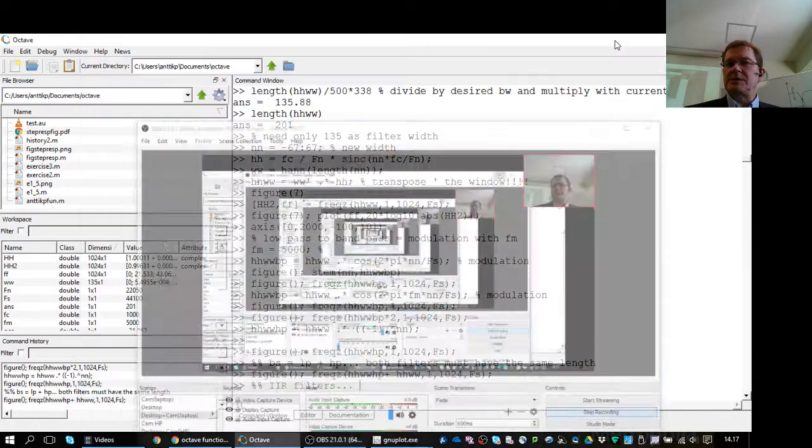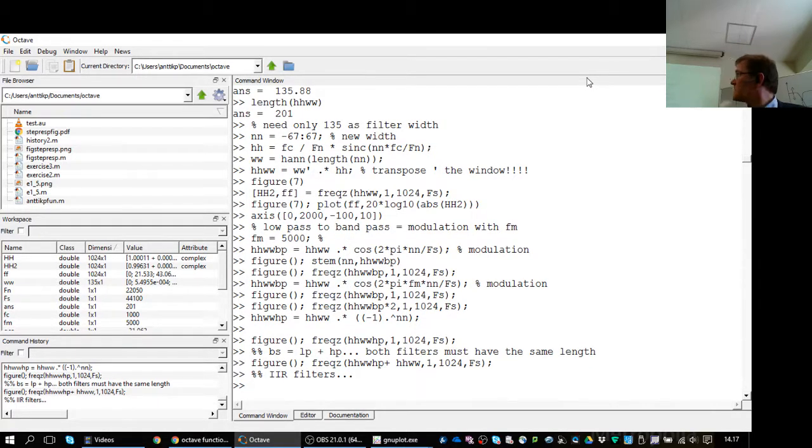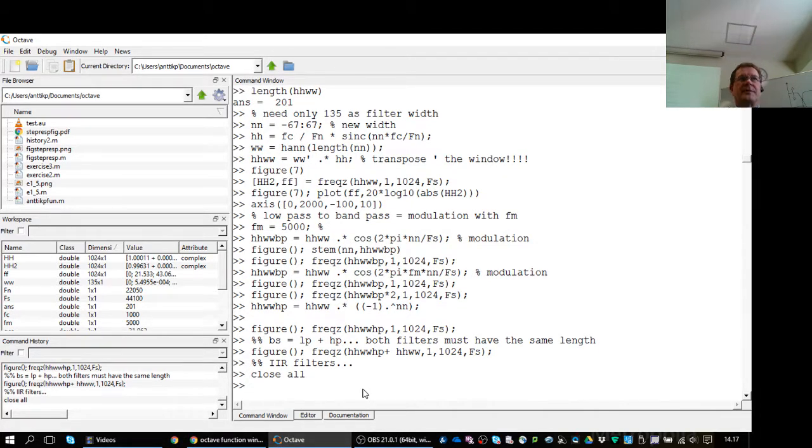Okay, let's continue with the IIR stuff. So, let's first start with the... let's see, I'll close the windows. There, closes all the windows. Okay.